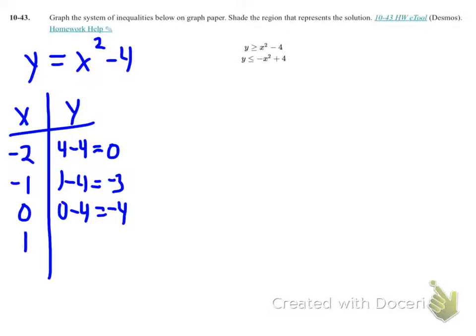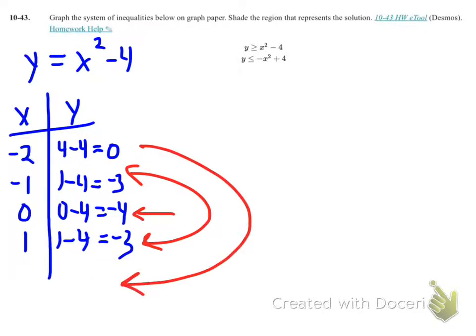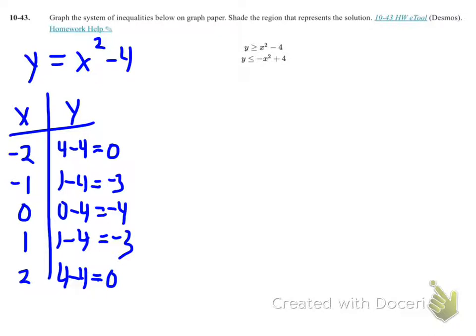And now when I put in positive 1, just like negative 1, I get 1 minus 4, which is negative 3. And hopefully now you can start telling that this is my vertex. These values are the same, which means now these values should be the same. So when I put in positive 2, I will get 4 minus 4, which is 0. That is enough information right there now to graph. But before I graph, I want to take a look at the other one.